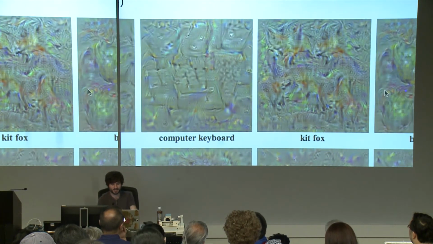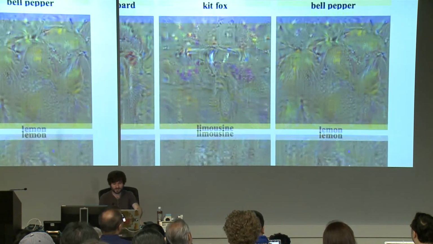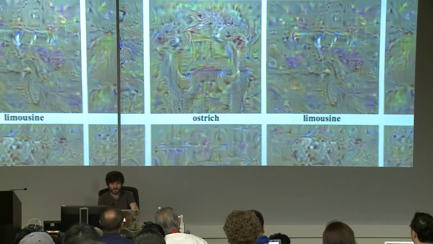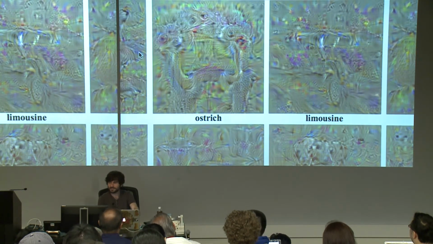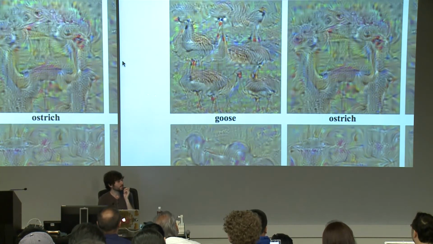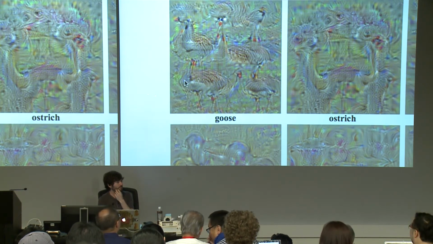Or do you see kit fox faces? Bell pepper looks pretty convincing. Do you see the shape of the bell pepper? Lemons, limousine, ostrich. So you're just looking at the last layer of the network? This one here is the last layer, yeah. Is it? I thought this is the image that was synthesized in order to drive the neuron. Exactly, yeah. Is it with gradient descent or a genetic algorithm, or how do you arrive at it?